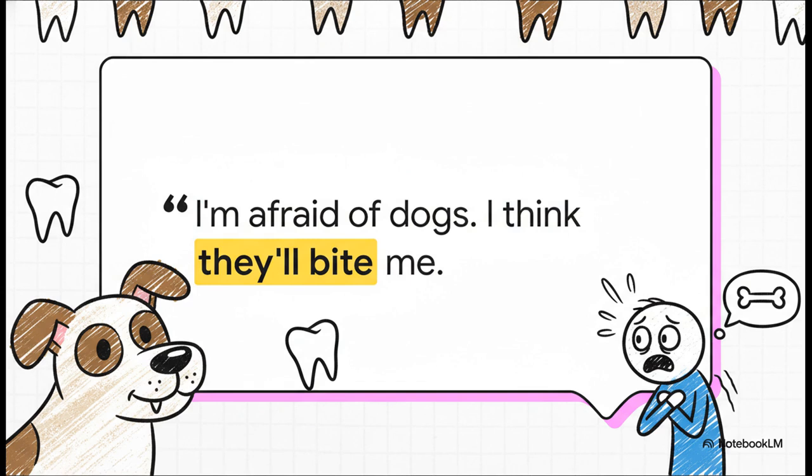And the source gives a perfect example that just nails it. I'm afraid of dogs. I think they'll bite me. You see, you don't even need to think about that sentence. The meaning is instant, it's visceral, it's powerful. And that's the sign of a word that's doing its job perfectly.